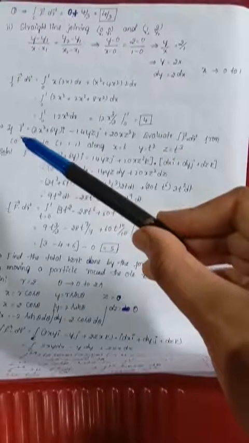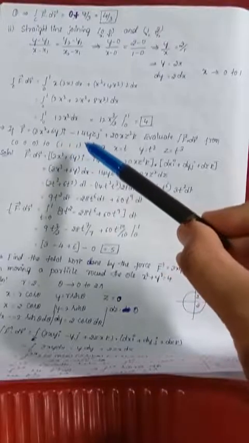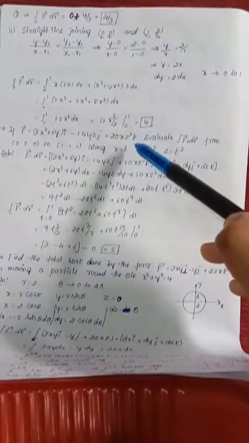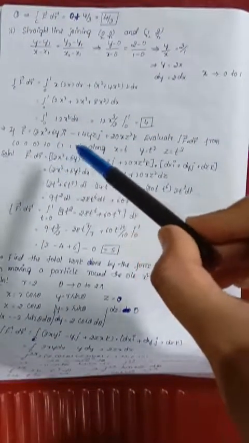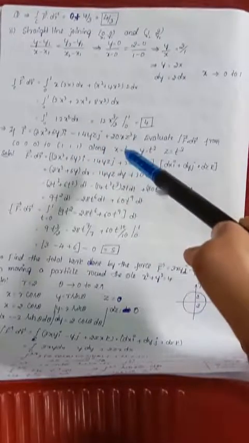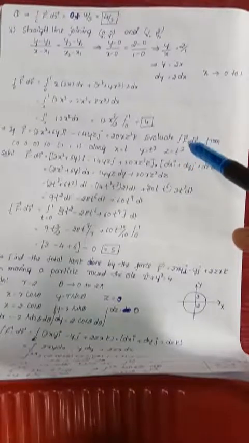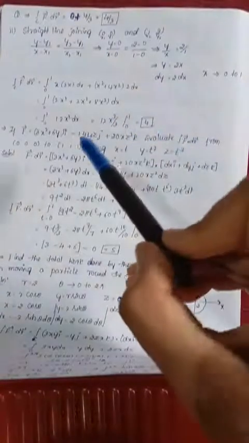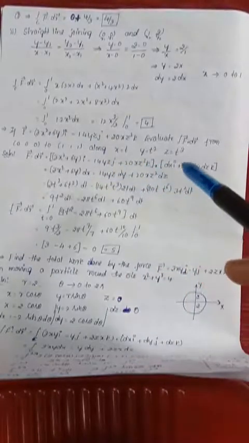Take the next problem. If f is equal to 3x square plus 6y into i minus 14yz j plus 20xz square into k, evaluate the integral of f dot dr from 0, 0, 0 to 1, 1, 1 along x is equal to t, y is equal to t square, z is equal to t cube. Here we find the integral of f dot dr with xyz in terms of t. That's why simplify f in terms of t. Write the f value dot dr value.